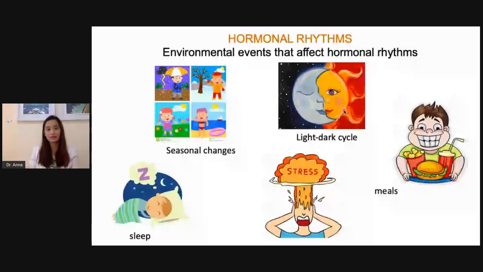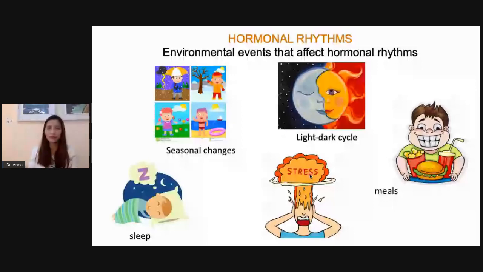Your meals also affect hormonal levels, particularly your insulin and your glucagon level. So, for example, in the fed state, you will have an increase in insulin secretion and a suppression of your glucagon. But in the fasting state, when you're sleeping and not eating, there will be a suppression of your insulin level and a rise in your glucagon level in order to maintain glucose levels in the body when you're not eating.